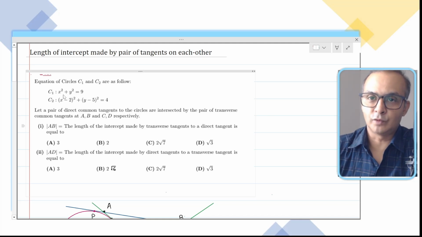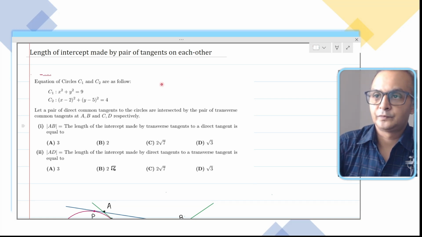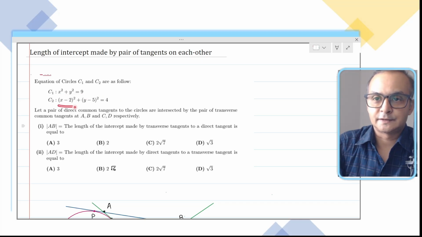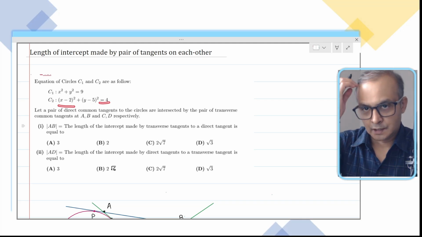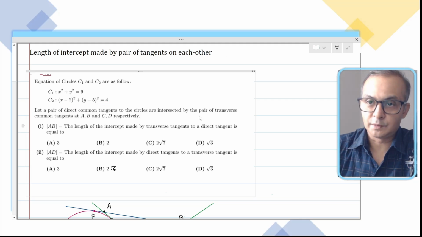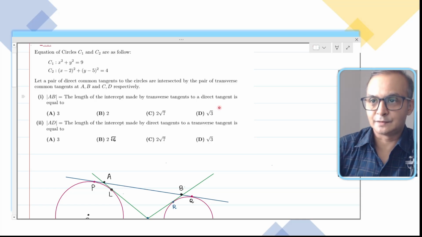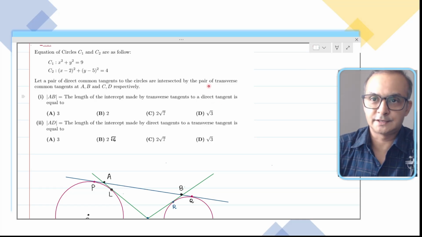That is circle 1, C1, whose center is the origin and whose radius is 3. The equation is x squared plus y squared is equal to 9. The second circle is centered at (2, 5) and its radius is 2. Now, their pair of common tangents to the circles are intersected by the pair of transverse common tangents at A, B, C and D respectively.